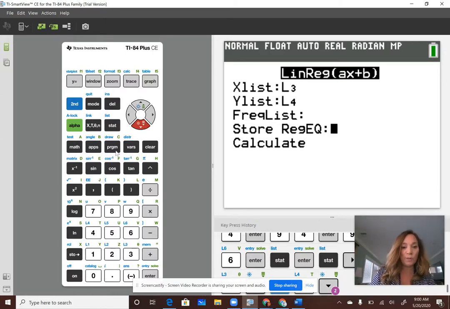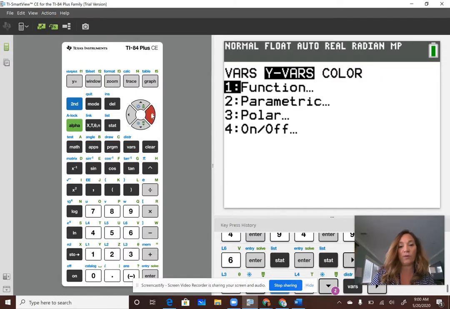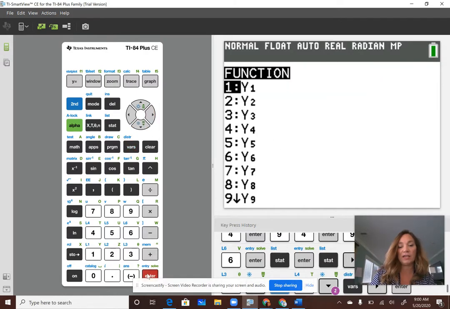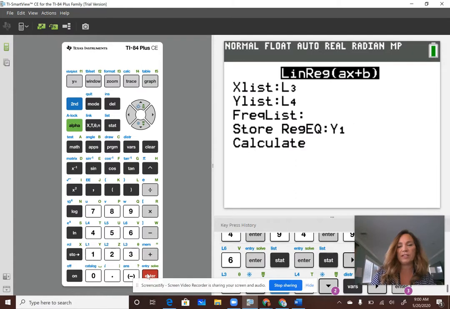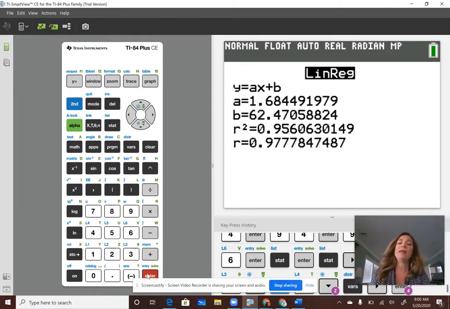And I like to store my regression equation in my y equals. So I hit vars, arrow over to y vars, function, enter. And there is a shortcut for that. I just can't remember it.